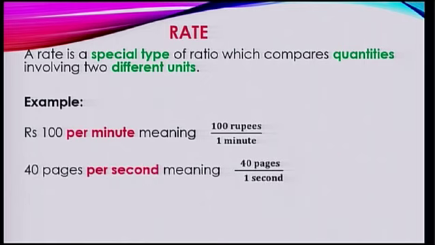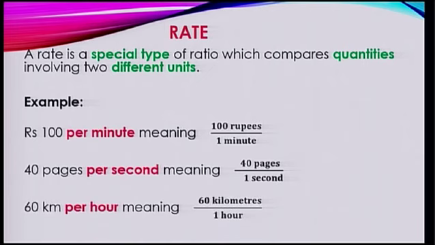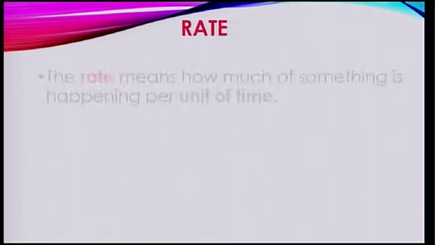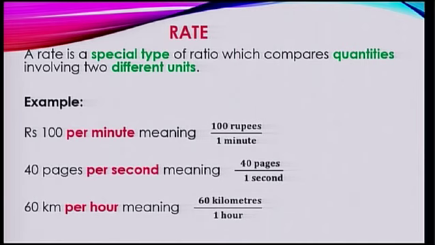40 pages per second, right? Meaning 40 pages over 1 second. And 60 kilometers per hour, meaning 60 kilometers over 1 hour. Now, the rate means how much of something is happening per unit of time. If we go back to the example, you see 1 minute, 1 second, 1 hour. These are units of time.